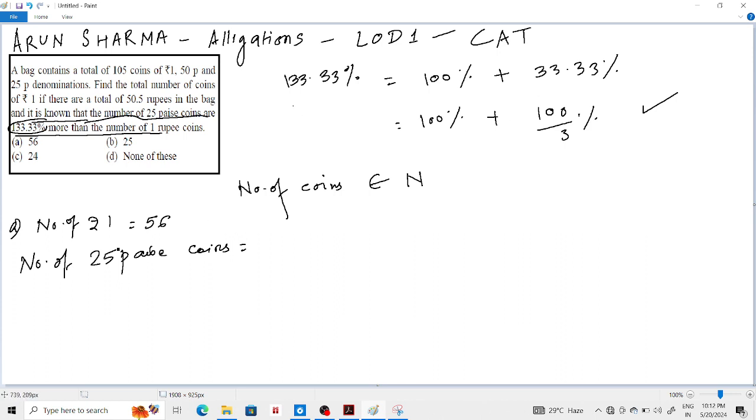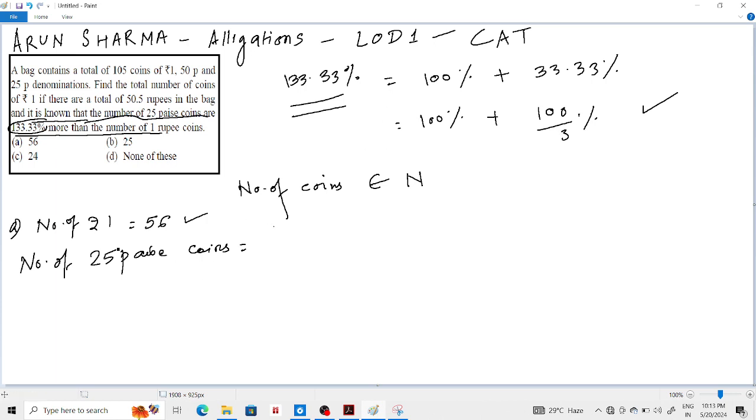So previously we have broken this 133.33% in two parts. One is 100% and the other is 100/3%. So 100% of anything means, when I'm saying that a particular thing increased by 100%, that means what? That particular thing has been doubled. So if the number of 25 paise coins is 133.33% more than the number of 1 rupee coin, that means it is 100% and 100/3% more than this number of 1 rupee coin.